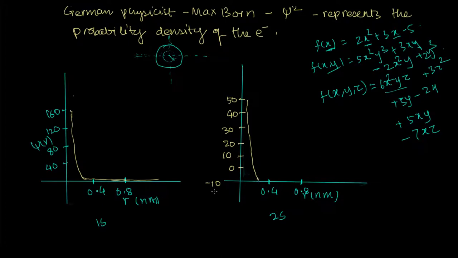For the other curve, the value goes to about minus 10, and then rises and goes like that. It's not a sharp bend. It goes like that, and this is the shape of the 2s orbital, right? Fine.